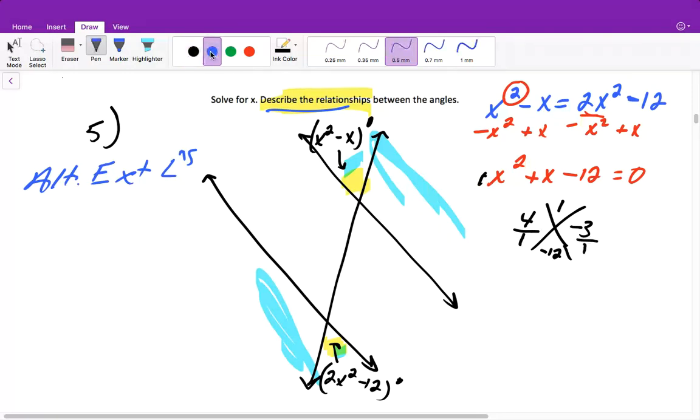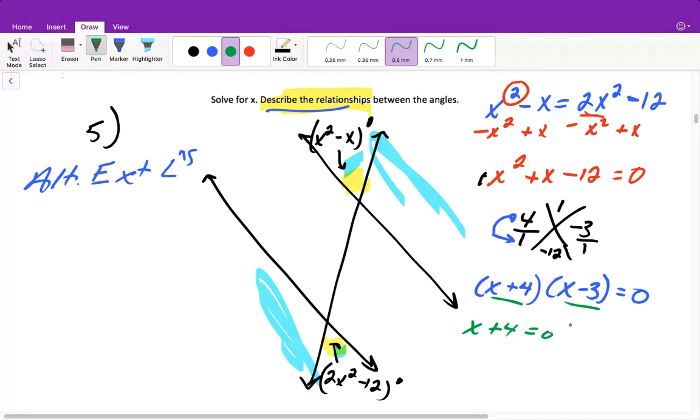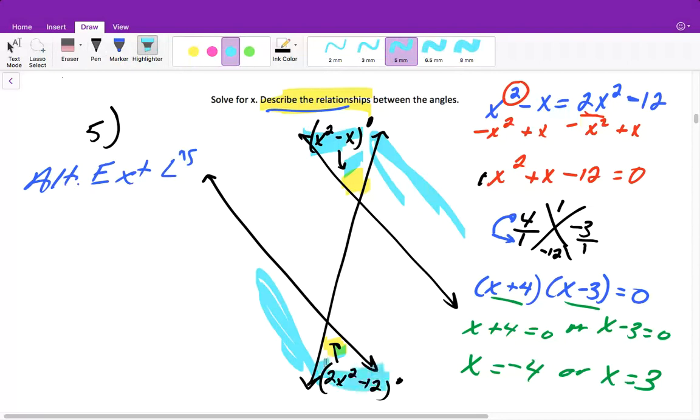And we use our song, started from the bottom, and now we're here. So it will be x plus 4 times x minus 3 is equal to 0. So remember, if two numbers multiply and equal 0, that means one of them has to be equal to 0. So x plus 4 is equal to 0, or x minus 3 is equal to 0. So x is equal to negative 4, or x is equal to 3. So since x makes up our angle and is not the angle itself, x can be negative.